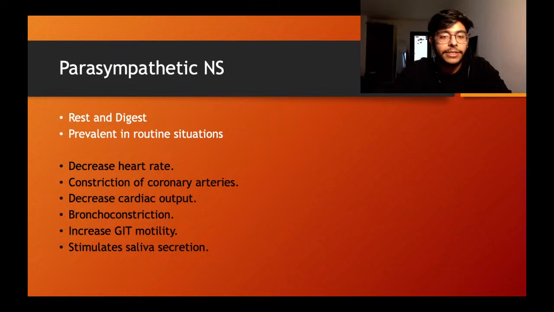Stimulates saliva secretion, normal, understandable. We're about to eat. Even before you actually take the first bite of food, you're already salivating. And how does that happen? Anticipation from the parasympathetic nervous system.